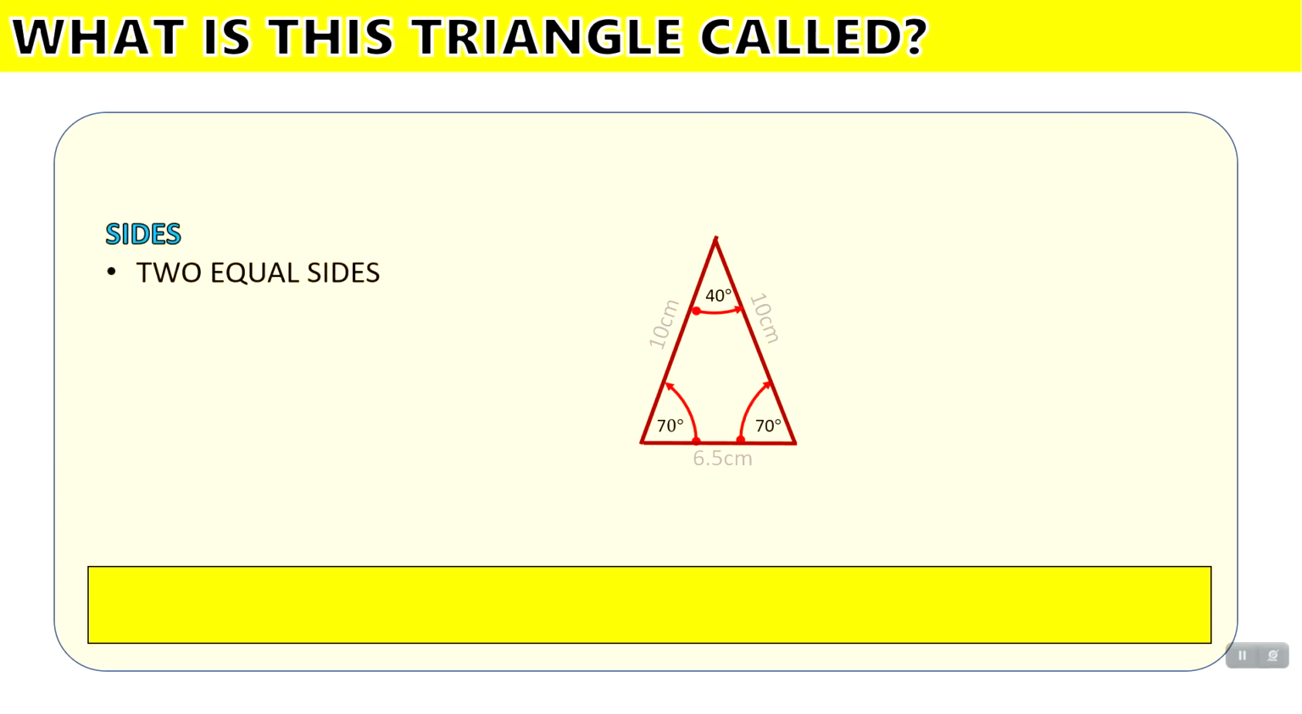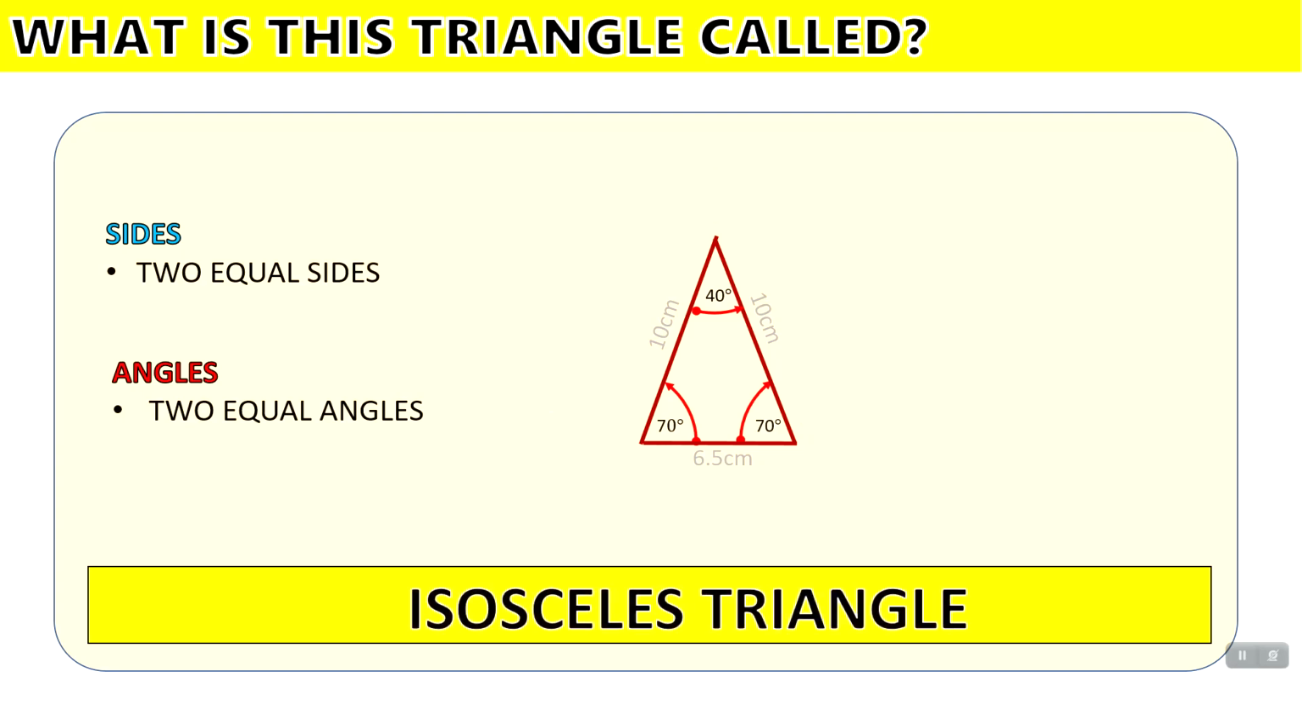Two sides are equal. They are both 10 centimeters long. The third side is shorter, it's 6.5 centimeters long. What about the angles? We have two equal angles, they're both 70 degrees, but the third one is 40 degrees. That's different. And so this is called an isosceles triangle, when we have a triangle with two equal sides and two equal angles. Isosceles.